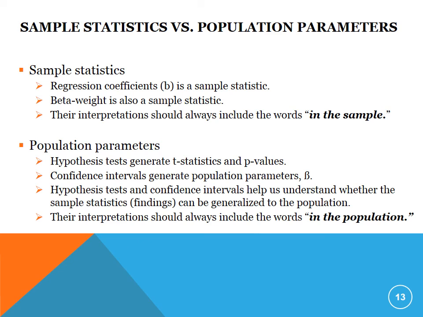Population parameters are such as hypothesis tests, confidence intervals, so t-statistics, the p-values. These are all, or beta, these are all population parameters. Hypothesis tests and confidence intervals help us to understand whether the statistic or the findings from a particular sample can be generalized to the population.